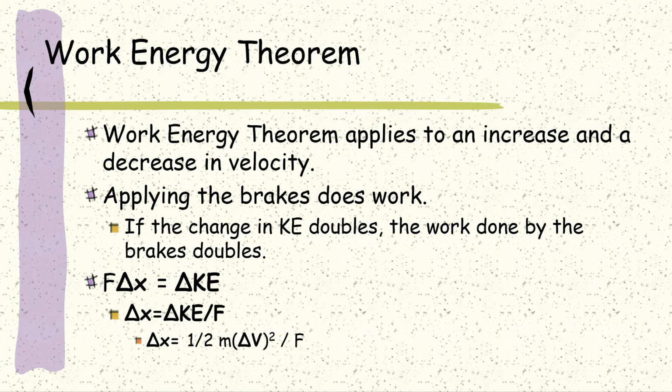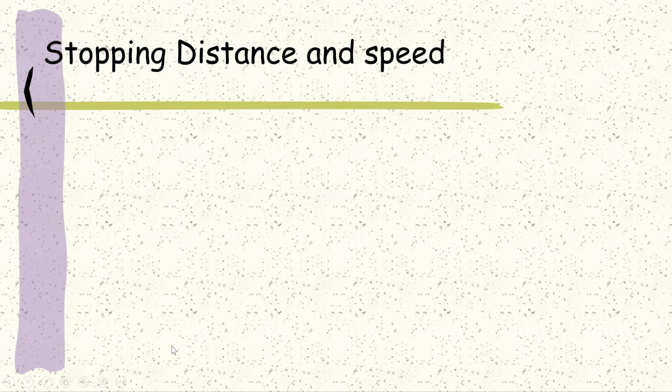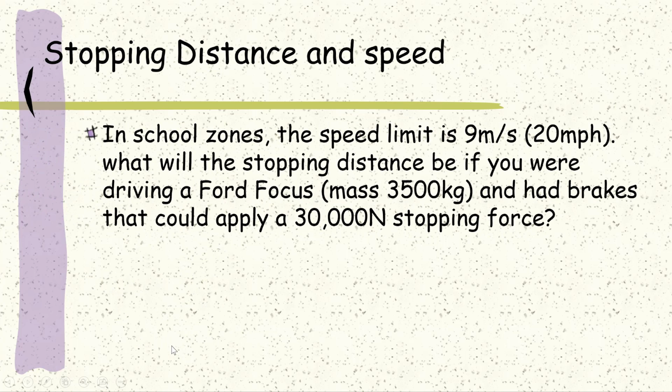Well, if work is force times displacement, and it's causing a change in kinetic energy, this is the work energy theorem in math form. We can rearrange that to figure out the stopping distance of a car, for example. This is an equation that we can use to solve for that: the change in kinetic energy divided by the force will give the displacement of that object. So let's apply that to this situation.